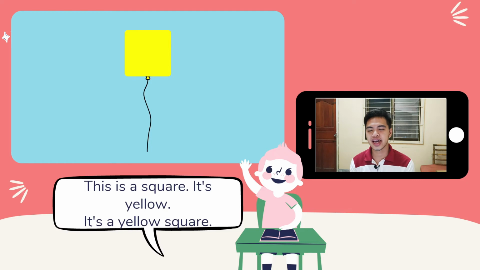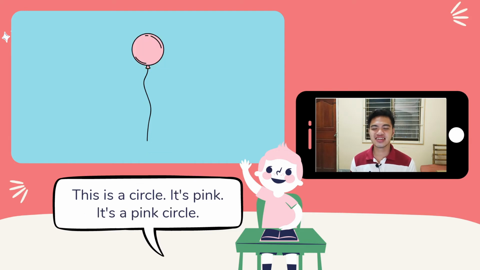Alright, next one. This is a square. It's yellow. It's a yellow square. This is a circle. It's pink. It's a pink circle. Alright.